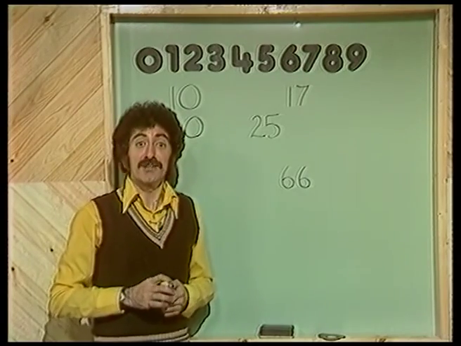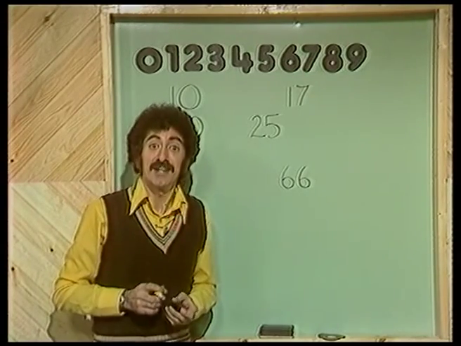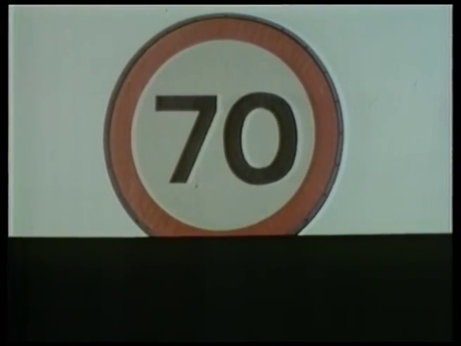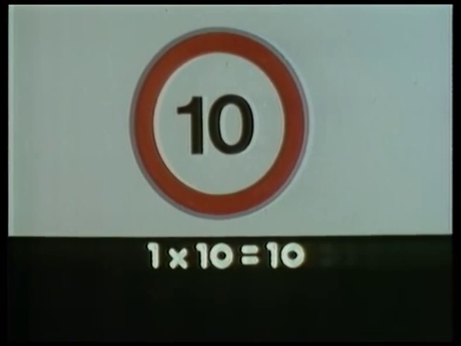OK, let's look again at those numbers between 1 and 100. All roads have speed limits. On this motorway it's 70 miles an hour, and here it's 30 miles an hour. Urban roads are 40 miles an hour, and this drive is 20 miles an hour. This is the symbol for 10 miles an hour. 10, that's 1 times 10. 20 miles an hour, that's twice the speed of 10 miles an hour.